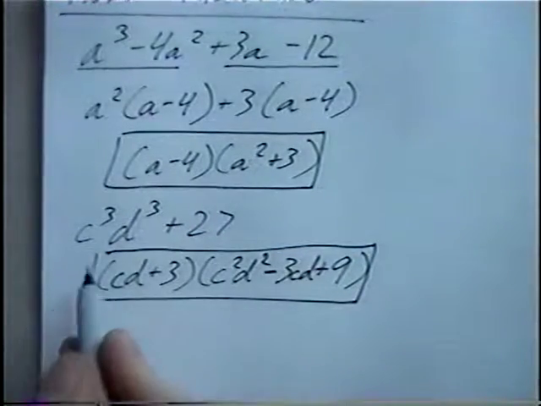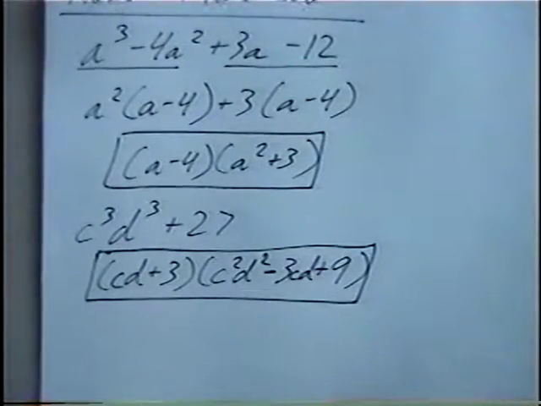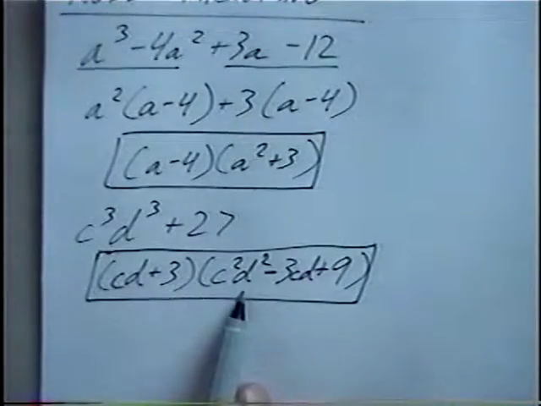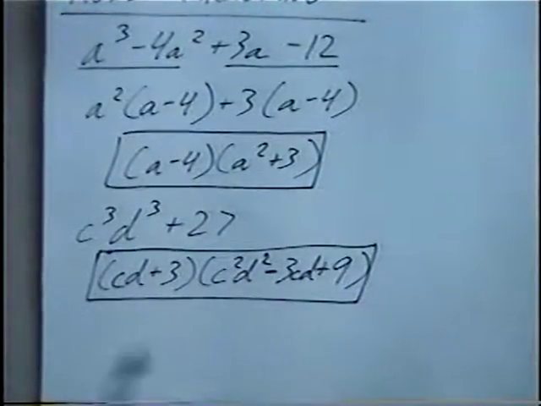Sum of cubes is just a formula that you have to memorize to get the answer. Final answer, cd plus 3, and also c squared d squared minus 3cd plus 9.